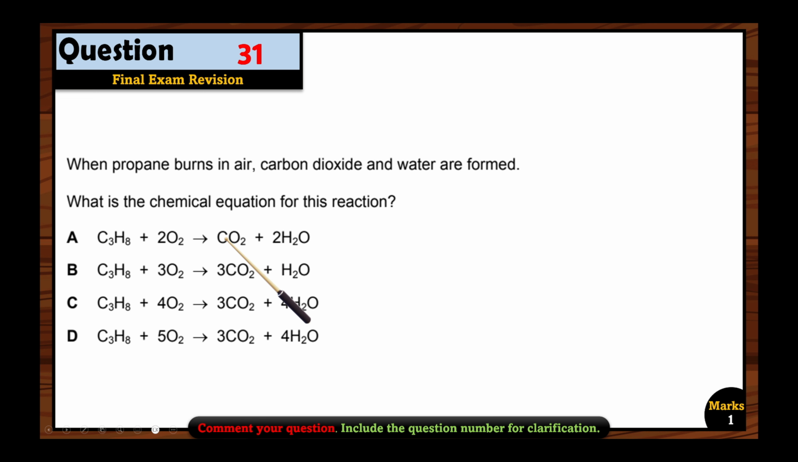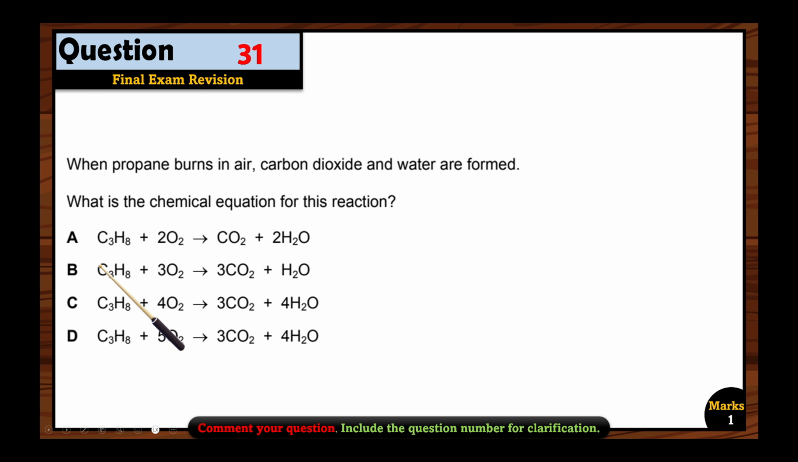How many carbon do we have? 3 here. Here we have 1, not balanced. Okay, 3 carbon, 3 carbon, that's fine. How many hydrogen do we have? 8, but here 2 only. So that's also wrong. 3 carbons, yes, 3 carbon. How many hydrogen? Of course, 8 hydrogen, 8 hydrogen.